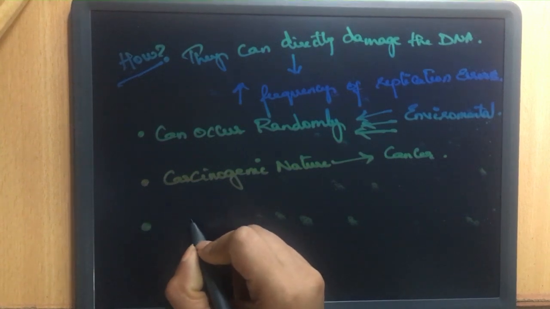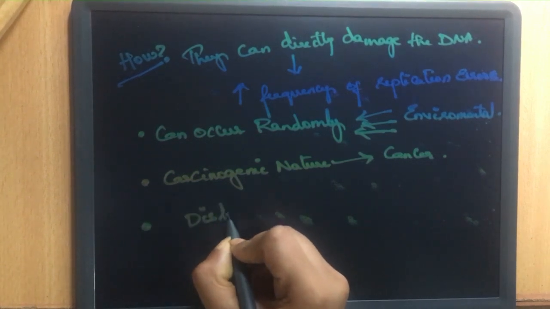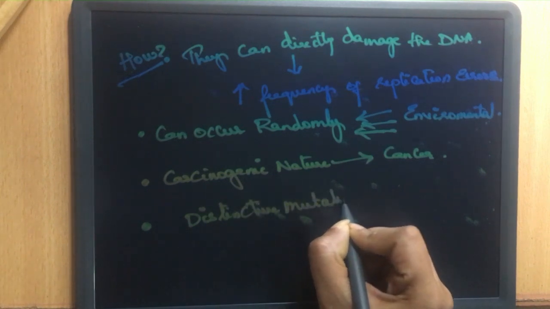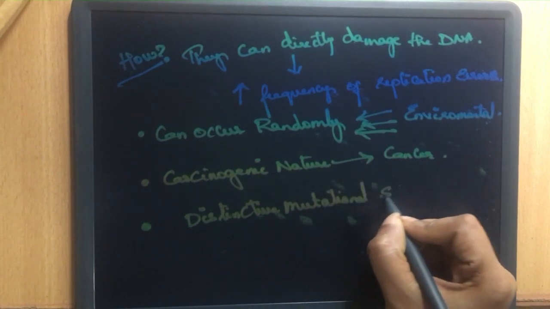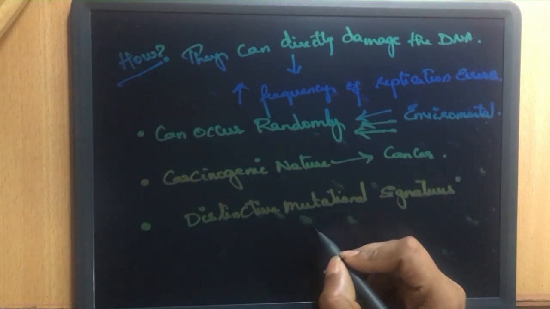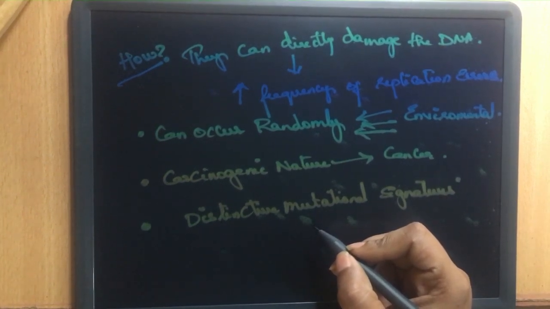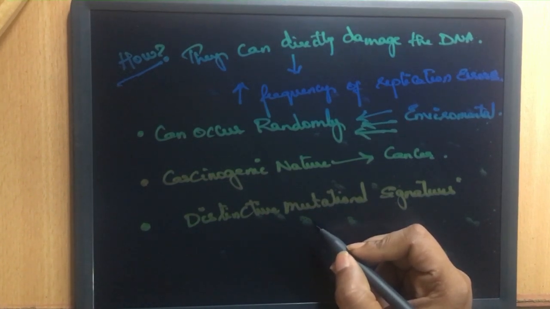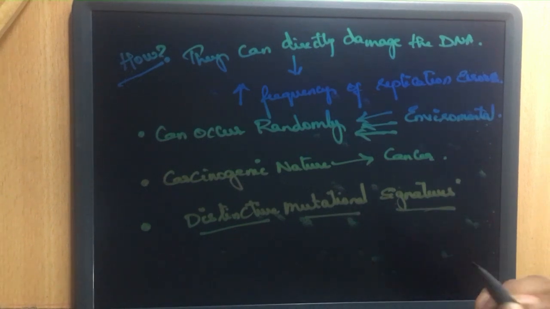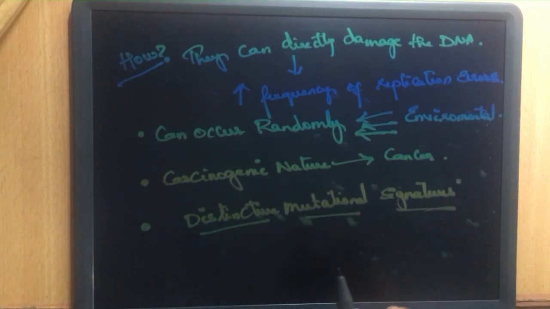All mutagens exhibit distinctive mutational signatures, which means they cause a very specific type of damage to the DNA in the type of mutation. So every mutagen has its own distinctive mutational signature, the specific way in which it causes damage to the DNA.